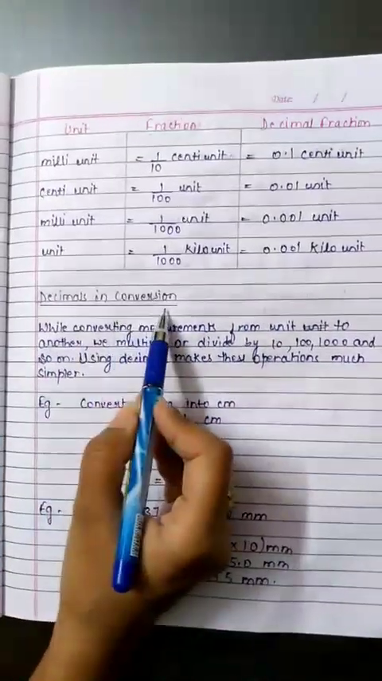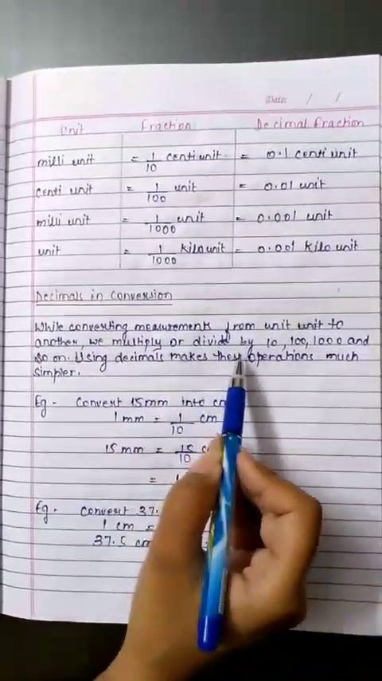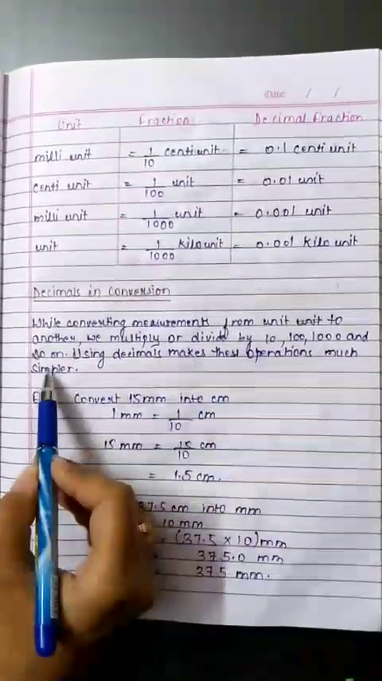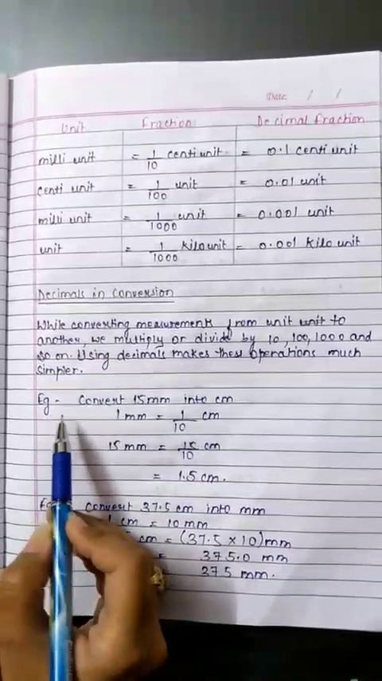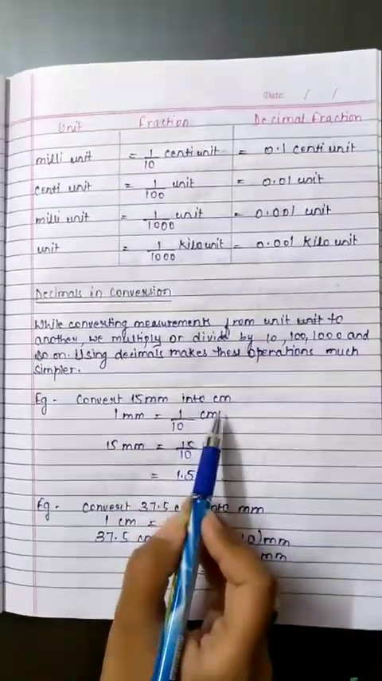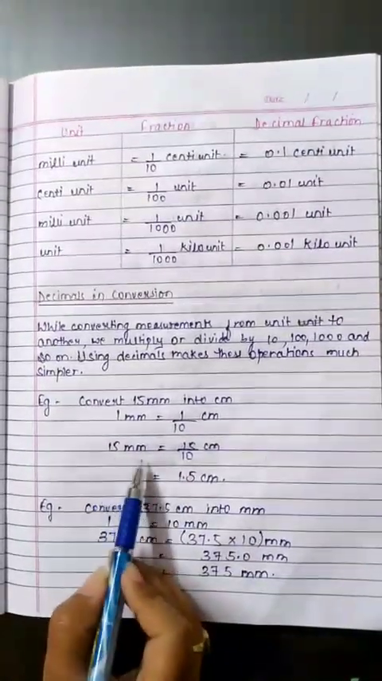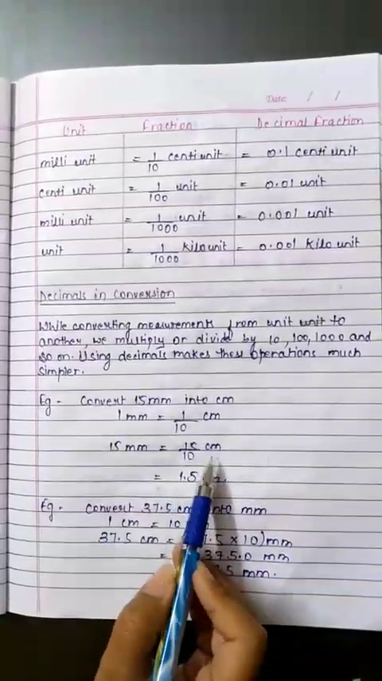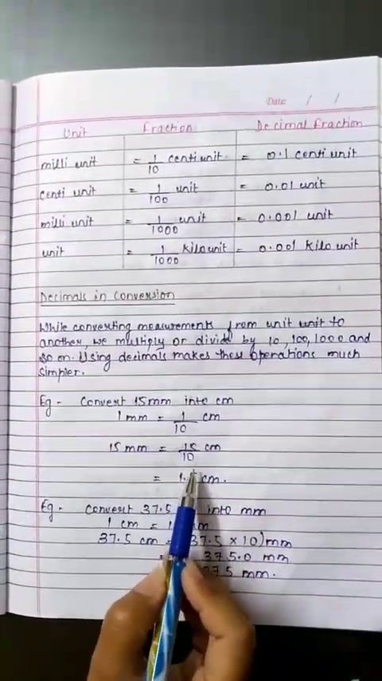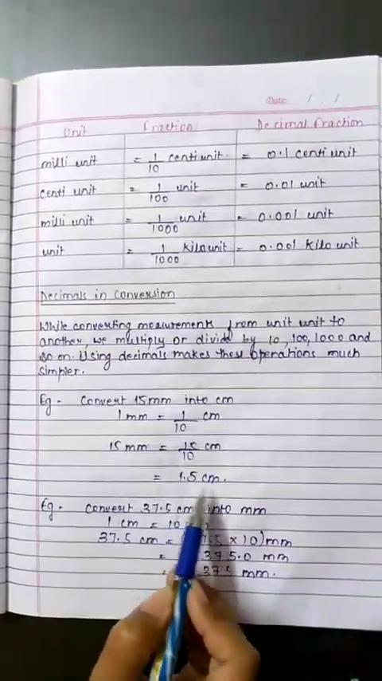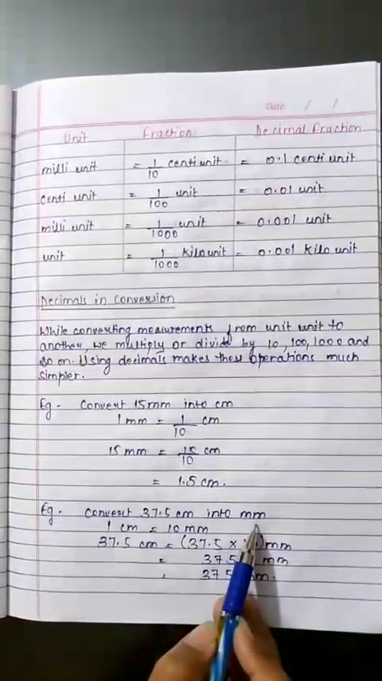Next, decimals in conversion. While converting measurements from one unit to another, we multiply or divide by 10, 100, 1000 and so on. Using decimals makes this operation much simpler. For example, convert 15 millimeter into centimeter. 1 millimeter equals 1 upon 10 centimeter. Therefore, 15 millimeter equals 15 divided by 10 centimeter. As we can see that there is one zero in the denominator, we will place the decimal one digit before, that is 1.5 centimeter.